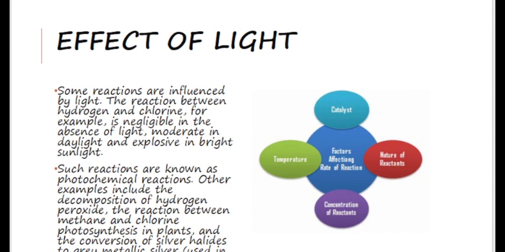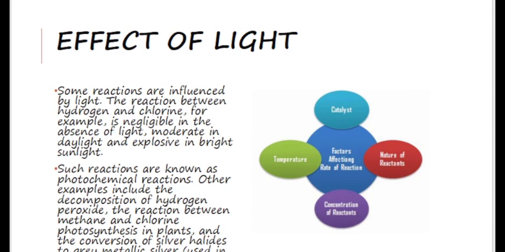Then we talk about the effects of light. Some reactions are influenced by light. The implication is that these reactions, when light is present, would occur more readily. Take for instance the reaction between hydrogen and chlorine. It is basically negligible in the absence of light, moderate in daylight, and explosive in bright sunlight. So the implication is that the more the light, the higher the rate of the reaction between hydrogen and chlorine. Such reactions are known as photochemical reactions.